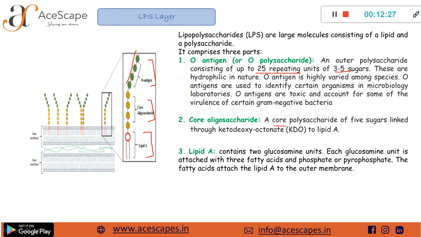This core oligosaccharide is of 5 sugars linked through keto-deoxyoctanoate, that is KDO, which is used for the linkage to the lipid A. And the third part we have the lipid A, which consists of 2 glucosamine units. These glucosamine units are attached with 3 other fatty acids and phosphates or pyrophosphates. And these fatty acids, as we can see from the figure, are used to anchor the lipid A to the outer membrane. Okay.